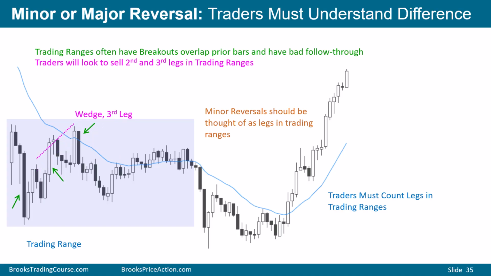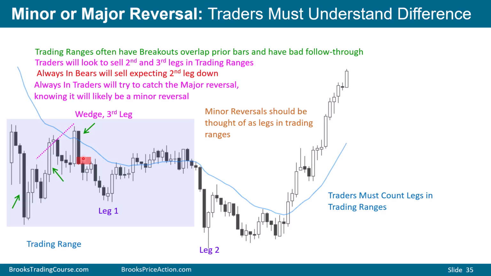Traders will look to sell second and third legs in trading ranges. Here we have a rally, 1, 2, 3, and it's a wedge, 3 pushes up. Bull bar, and then a strong reversal down. What do the bears do? The bears that are short will hold, betting on a second leg, and get out above this reversal, a failed breakout of the trading range, and 2 legs down. Bulls will buy, bears will exit shorts here, here, and here.